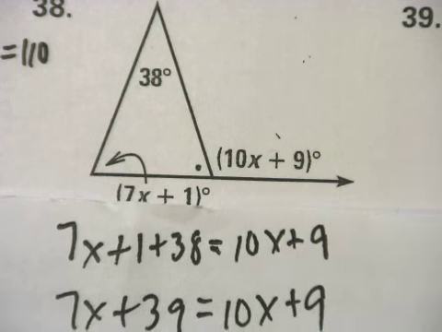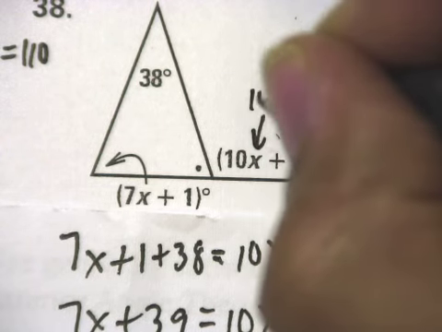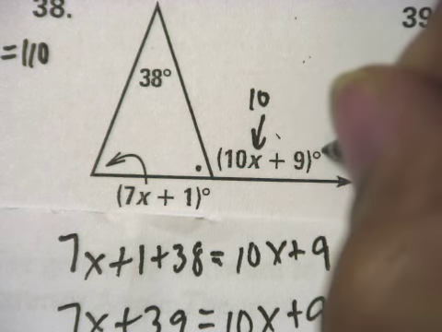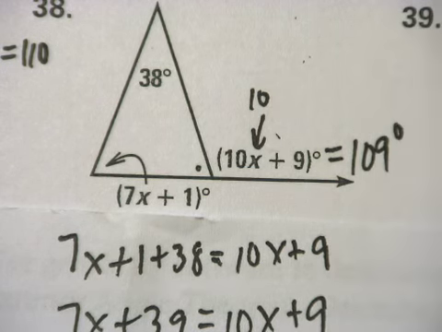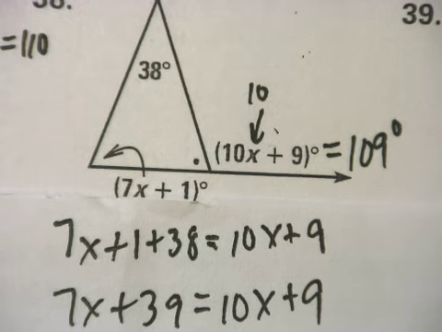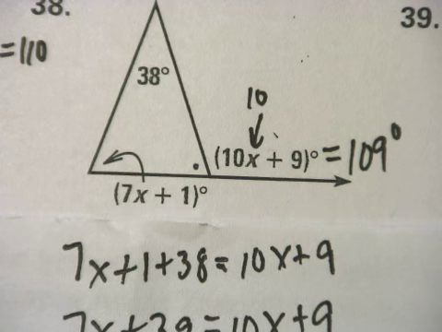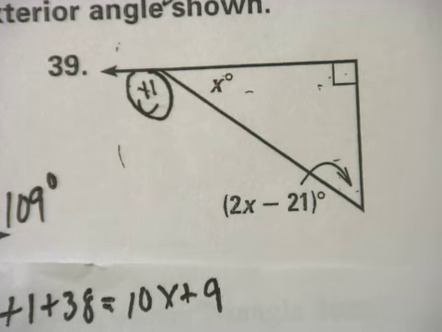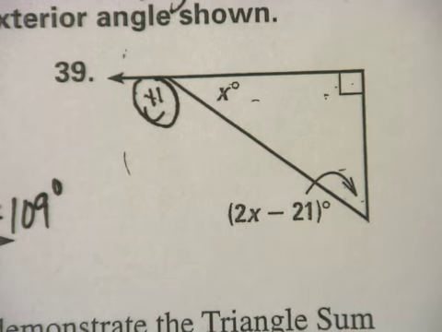And I guess we can all see here that x is going to be equal to 10. So x is equal to 10. But the question is asking for the measure of the exterior angle. Well, if x is 10, well, 10 times 10 is 100 plus 9 is equal to 109 degrees.